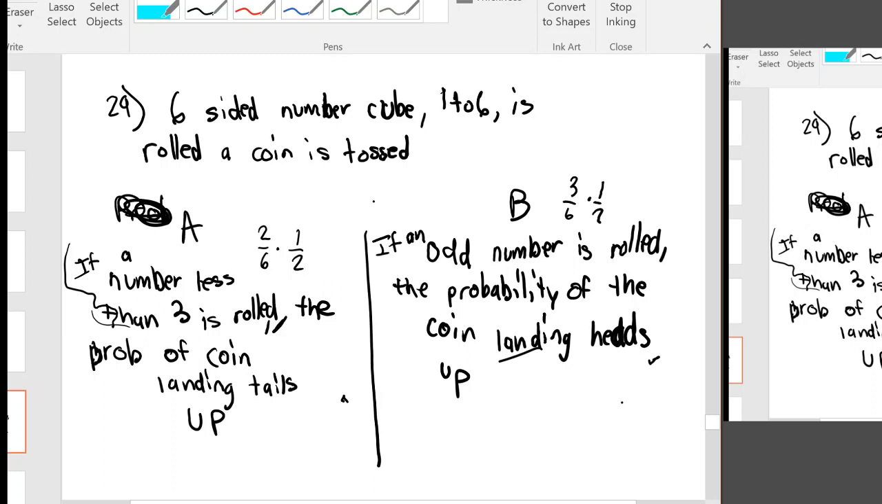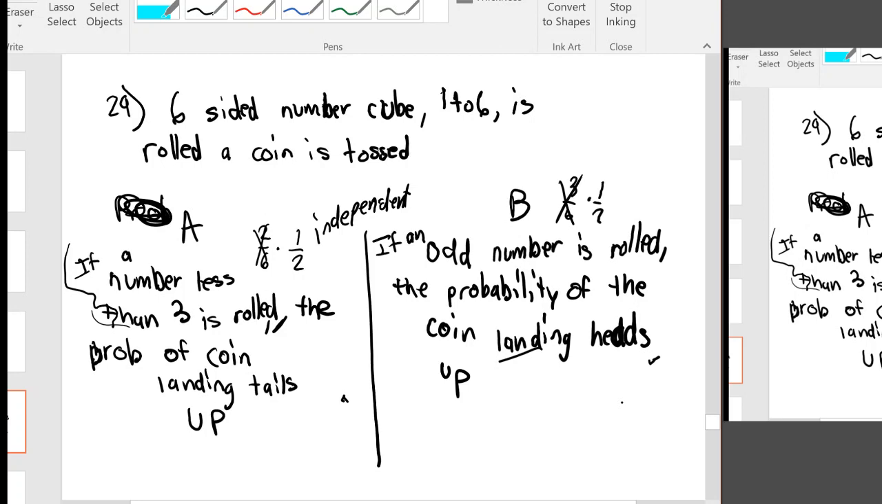1/2. Right, but notice it does not say "and then." It simply says the probability, and that's why I wanted to write this exactly, or as close to exact as possible. It just says the probability of the coin landing tails up. Well, if I'm just asking about the probability of the coin landing tails up, the number less than 3 being rolled has nothing to do with it because it's an independent event. The one has no bearing on the other.